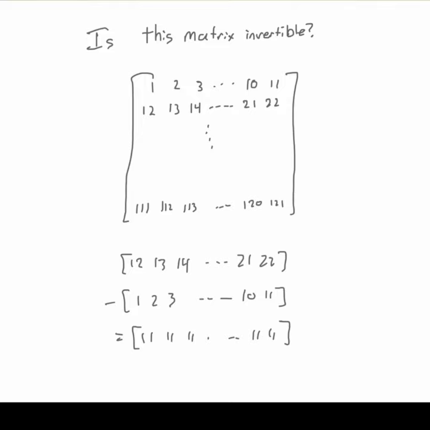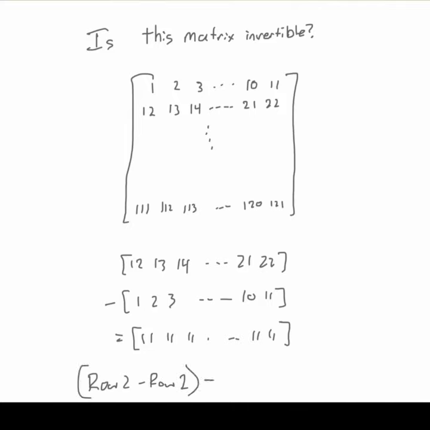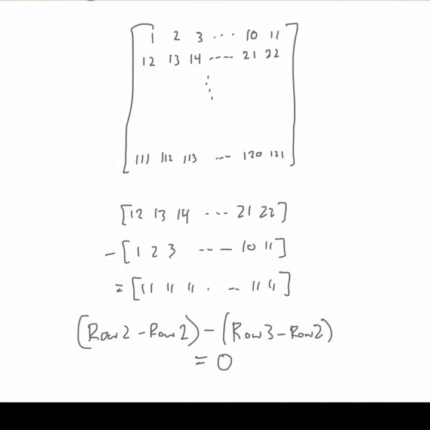And from here, it might be obvious that if we take the third row minus the second row, we'll also get all 11s. So in fact, by taking row 2 minus row 1 and subtracting row 3 minus row 2, we get 0. And this is actually a non-trivial linear combination of the rows, which gives us 0. So the matrix is not invertible.